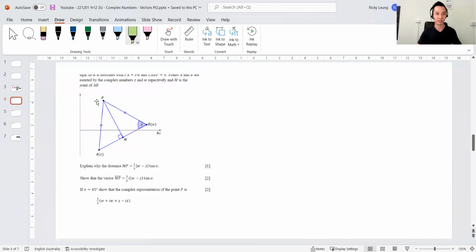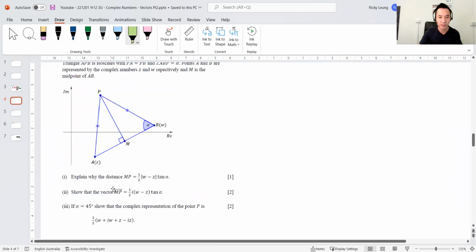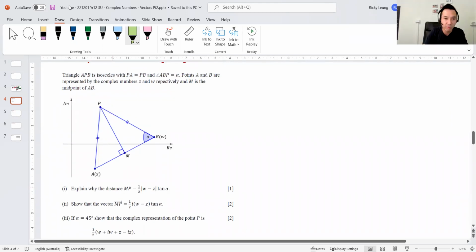So let's deal with, here you go, right? Very similar diagrams. Sydney Girls 2020, same type of question. Let's see how we go. So 5 marks. What are we given? So first part, triangle that. Yep, so everything there is in the diagram. Whenever I read these questions, I'm just going to make sure that there's nothing in the paragraph of text that isn't in the diagram, right? Because sometimes you might leave a fact out. So points A and B, Z and W, okay, that's A, and M is a midpoint. Okay, cool. Yep, everything's there.